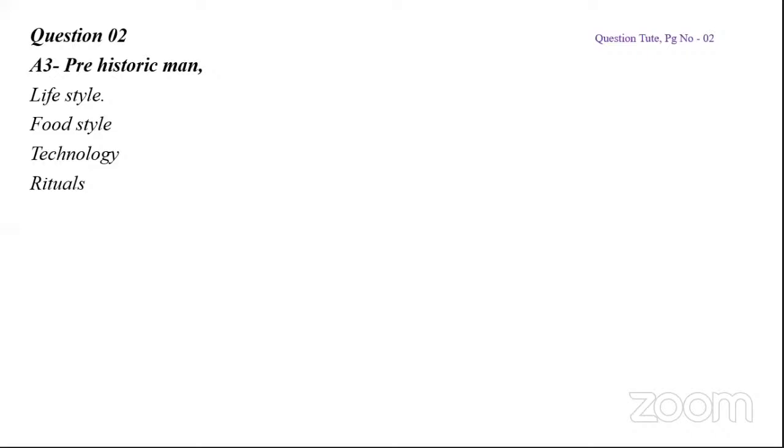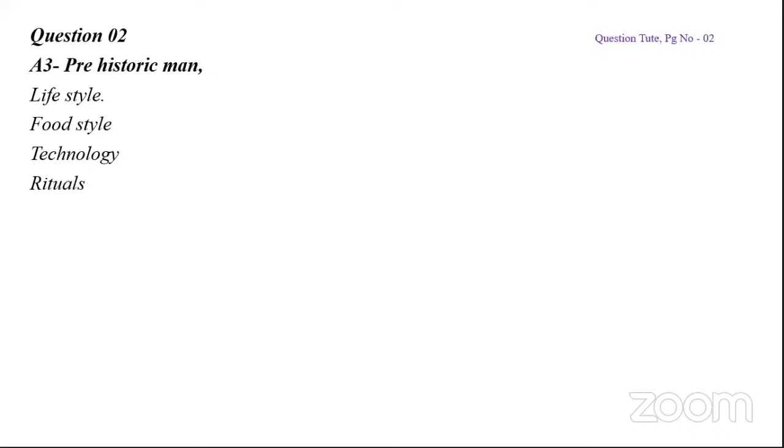Food style has come 2 times in past papers from 2016. Technology also has come 1 time. Rituals have come many times. Lifestyle also has come for MCQs. So this section is very, very important. Now we are going to Question Tube. So you can just select Question Tube and go to page number 2. So in page number 2, this question is there.